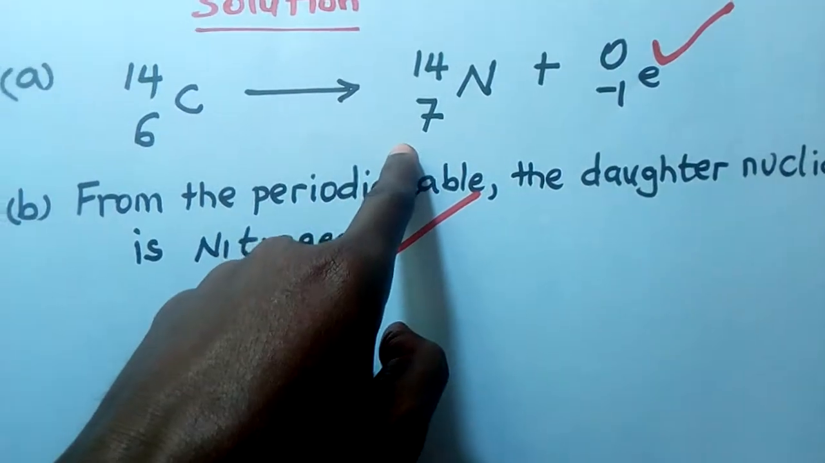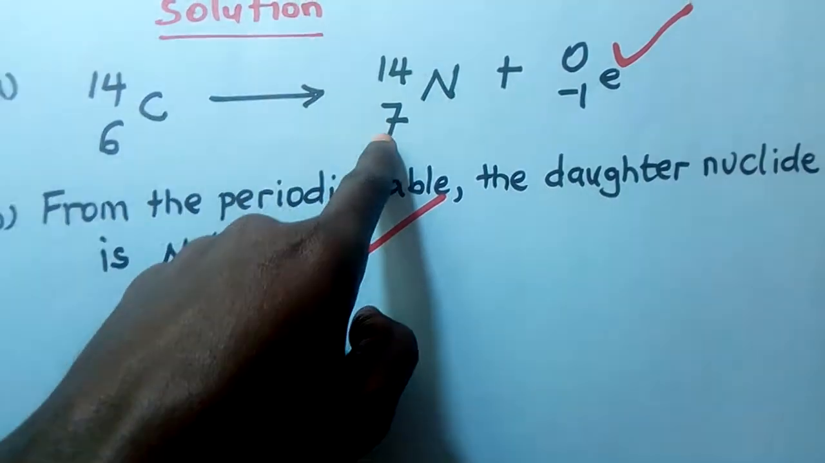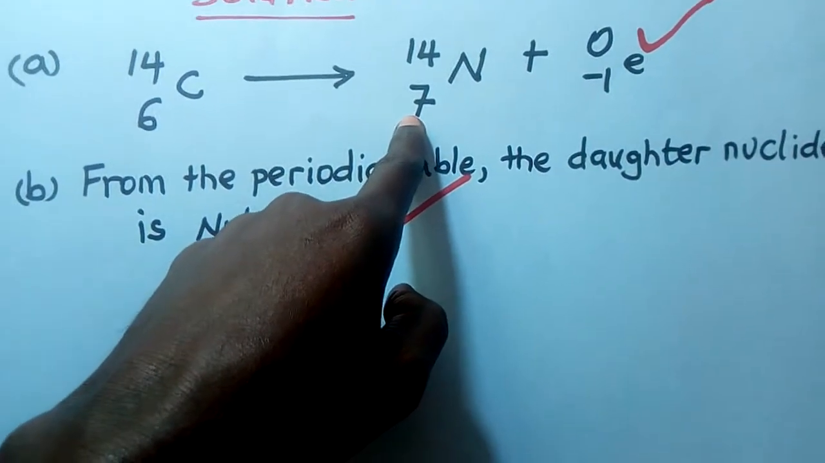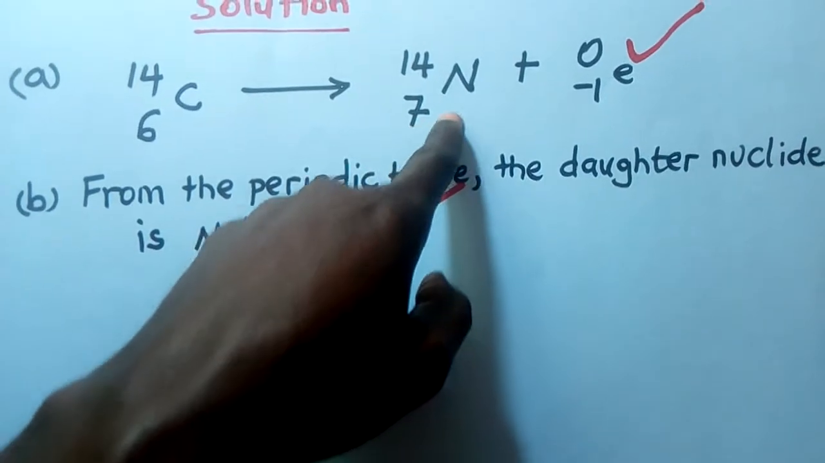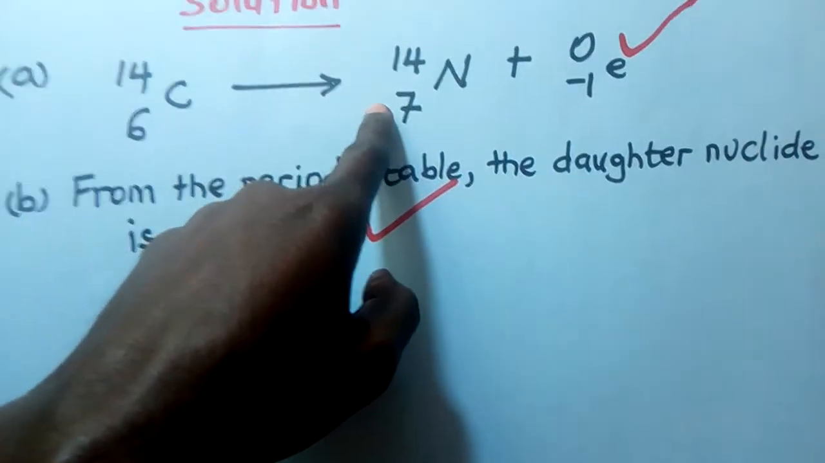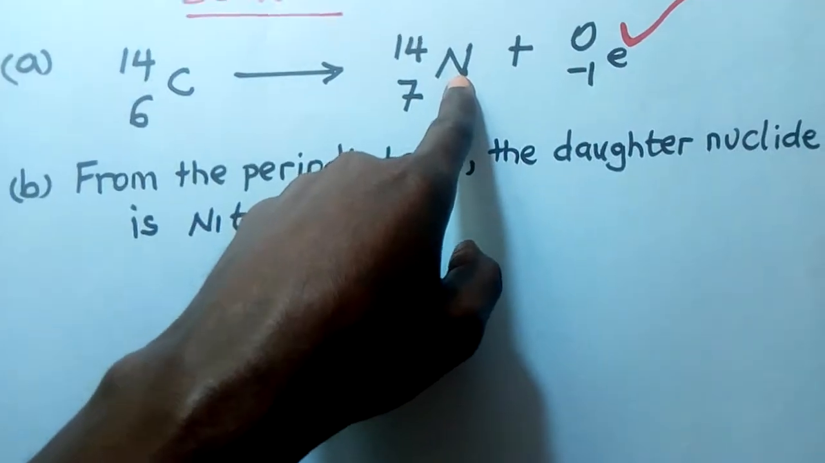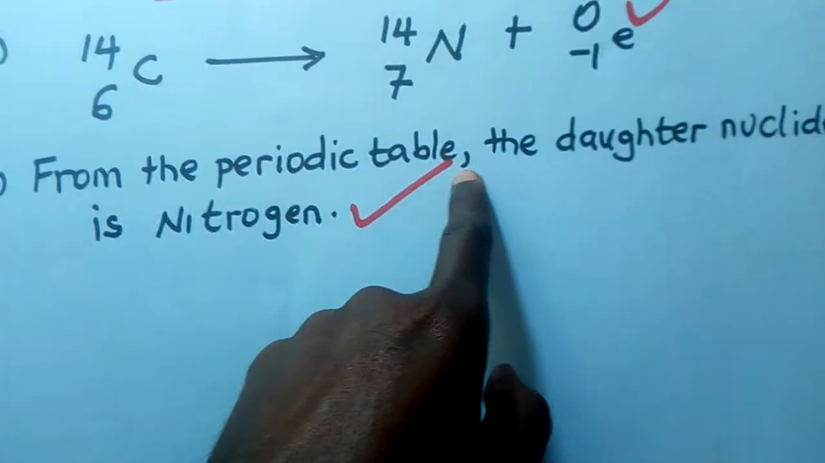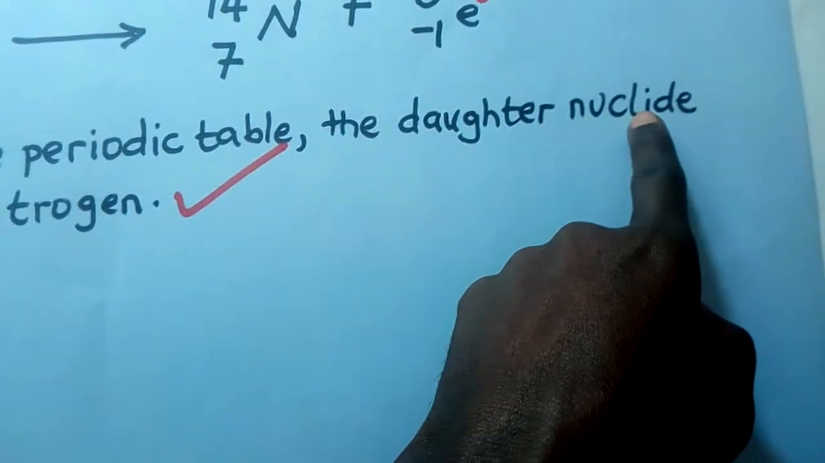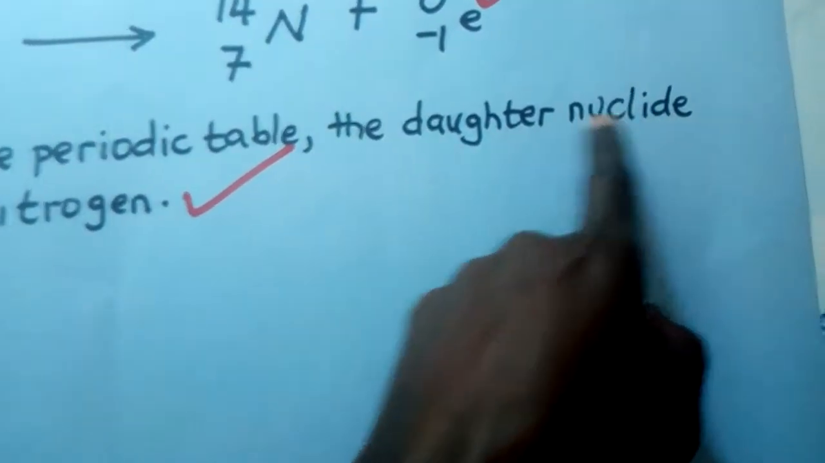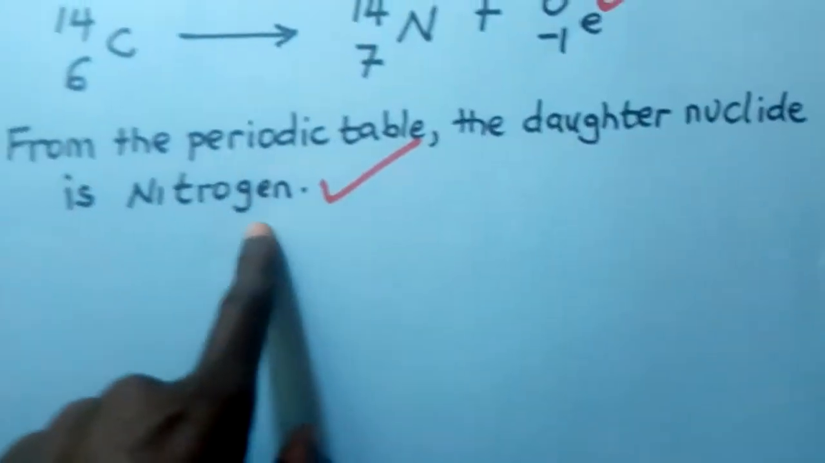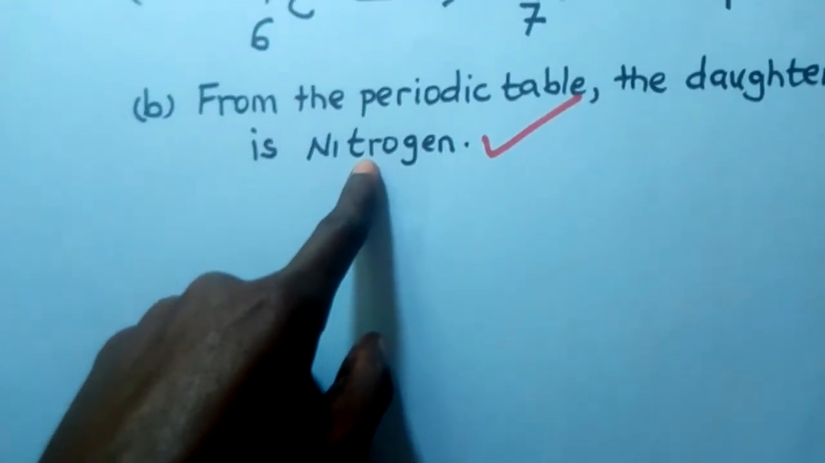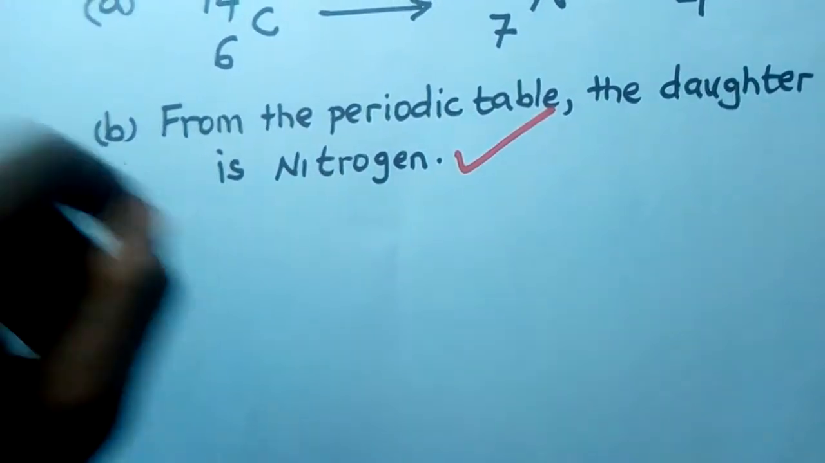So for us to name the daughter, we don't look at the mass number, we look at the atomic number. Which element in the periodic table has atomic number 7? And that element we know is called nitrogen. So we shall quote by saying, from the periodic table, the element which has atomic number 7, that is now our daughter nuclide, is called what? Nitrogen. So this is how you get all your marks.